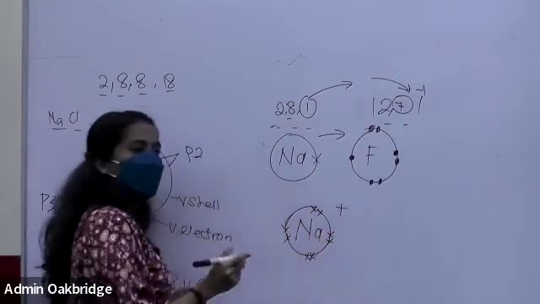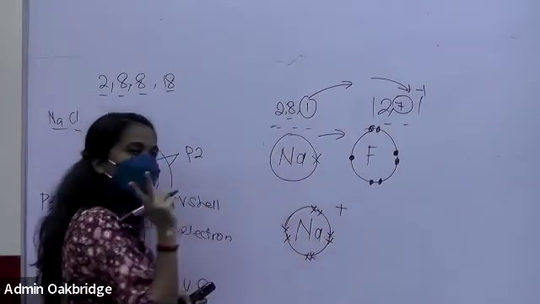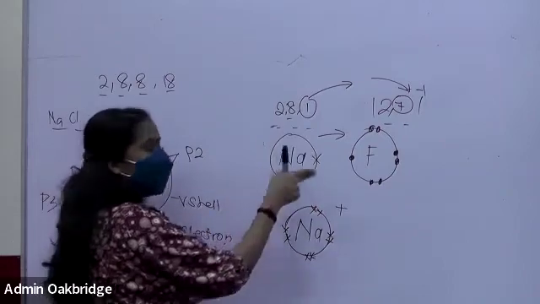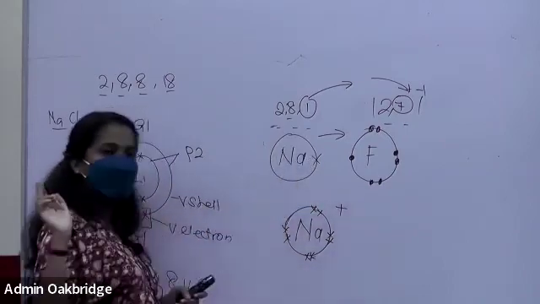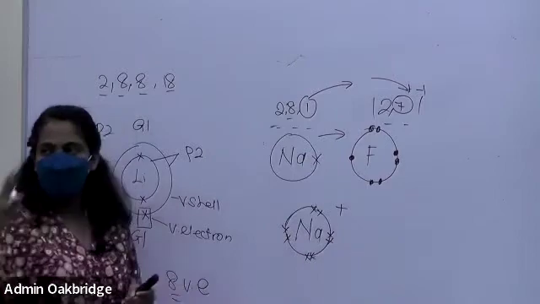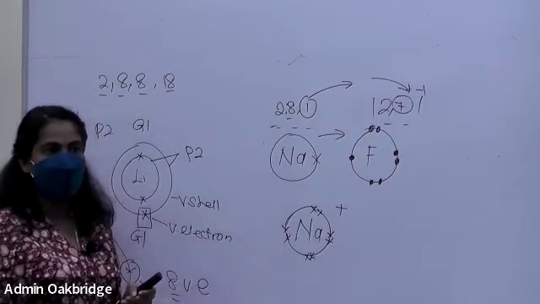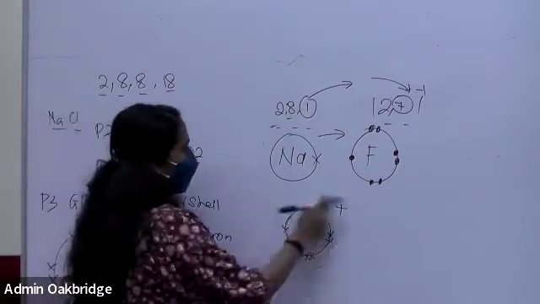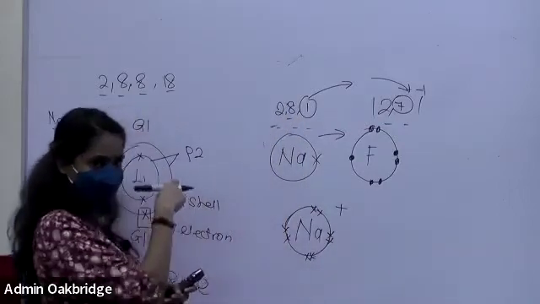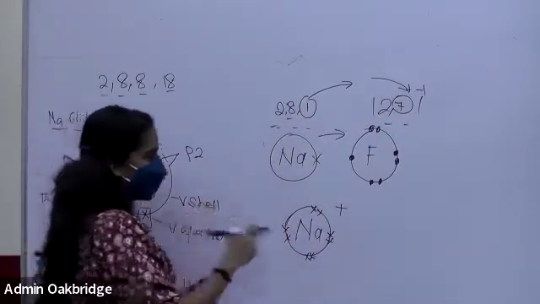Why 8? Because just now I didn't draw my first 2 shells. My first 2 shells had 2, 8 and 1. I'm already giving away that 1, so my final shell is not counted. My final shell is going to be the second shell just now, which has 8 electrons.